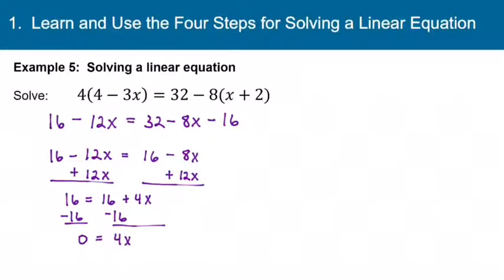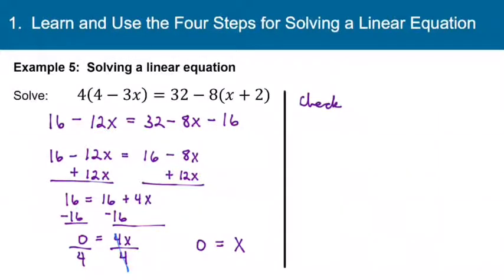And now we're going to isolate our variable, so we're going to need to divide both sides by 4. And then on the left side we can see that 0 divided by 4 is 0. And on the right side, of course, the 4's cancel, and we can see that we just have x. So it looks like we're coming up with a solution here of x equals 0, which is a perfectly fine solution. 0 can be the solution to an equation. Let's just check it and make sure that it really is the right solution.